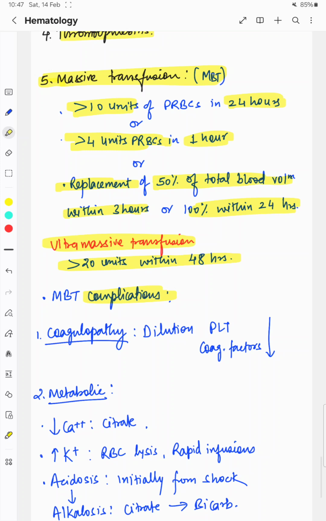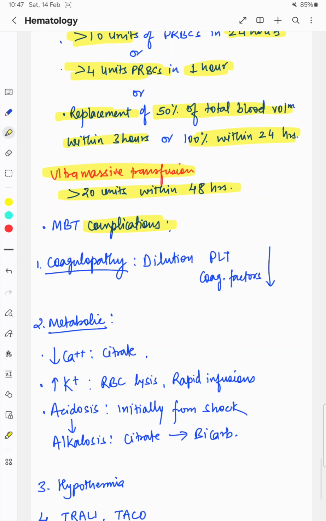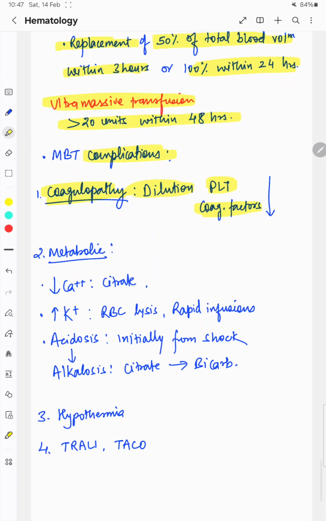What are the complications of massive blood transfusion? First is coagulopathy due to dilution, with a decrease in platelets and coagulation factors. Metabolic derangements like hypocalcemia because of the chelation of calcium by citrate, and hyperkalemia, because due to the rapid infusion of blood there will be lysis of the RBCs resulting in hyperkalemia, which may sometimes result in arrhythmia.